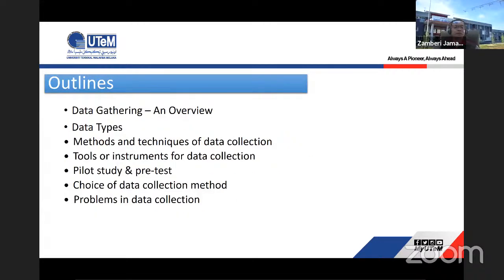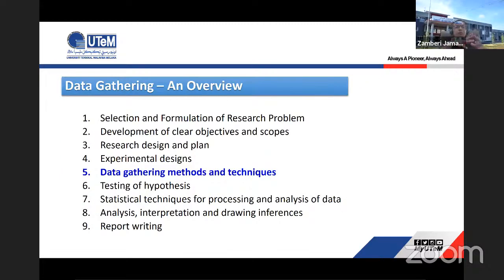Outlines. I will start my presentation with an overview of data gathering and data types, methods and techniques in data collection, tools or instruments, pilot studies, pre-tests, choice of data collection methods, and problems in data collection. Problems here could be in the form of challenges or issues that arise from the work on data collection. Okay, I will try to make it in the form of thesis writing, for example, or paper writing.